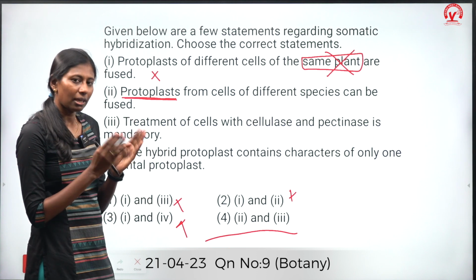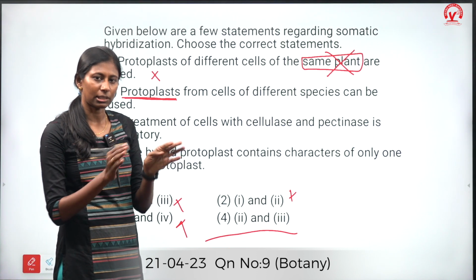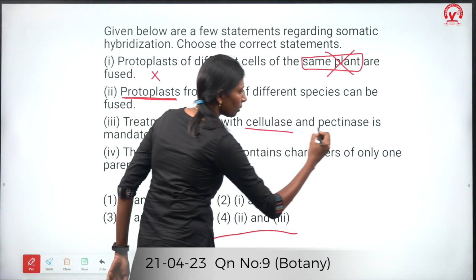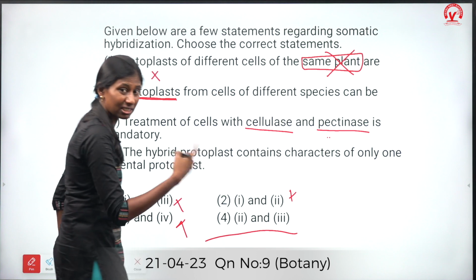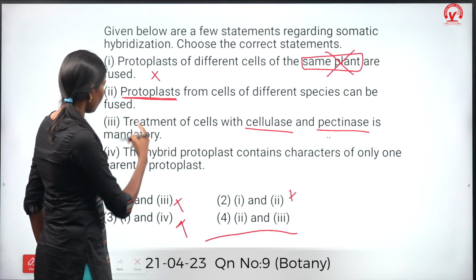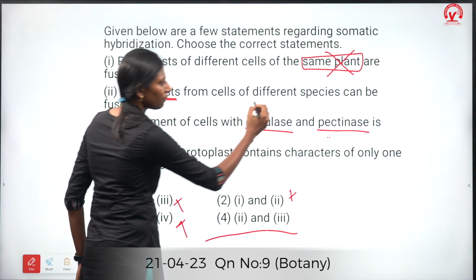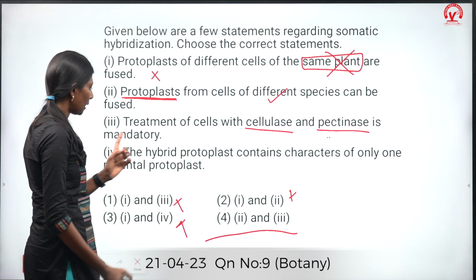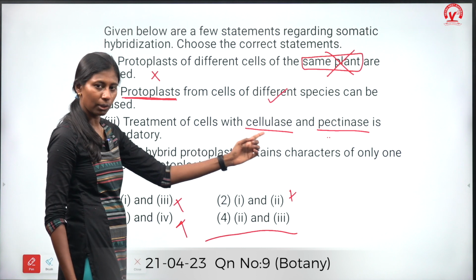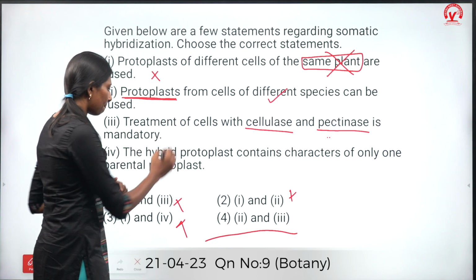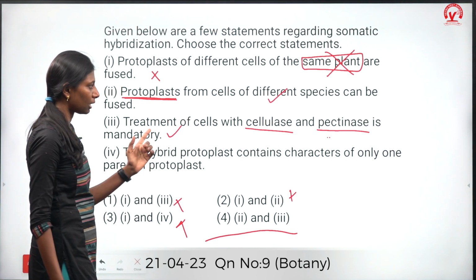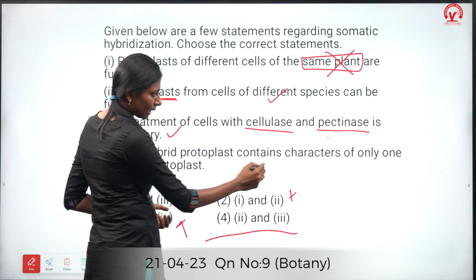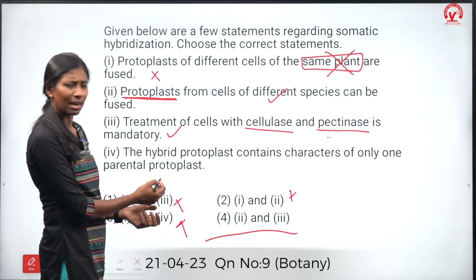So, if a cell without a cell wall is needed, the cell must be treated with the enzymes called cellulase and pectinase. It will digest the cell wall. So, protoplast from the cells of different plant species can be fused. This is correct. The treatment of the cells with cellulase and pectinase is mandatory. As we have seen, this is mandatory for the digestion of the cell walls. The hybrid protoplast contains the characters of only one parent protoplast.